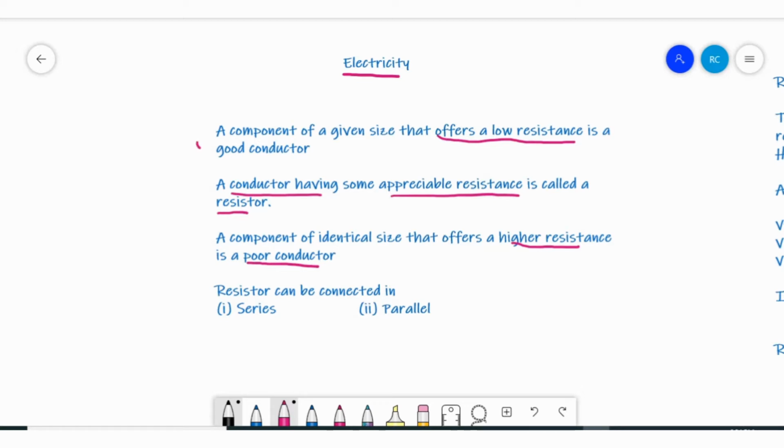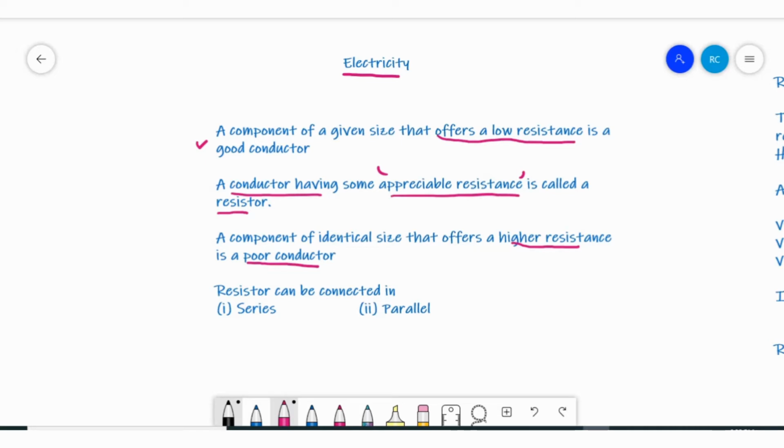So a good conductor will offer a very low resistance, a resistor can offer an appreciable resistance, and a poor conductor will offer a higher resistance. So these are the classification of conductors and resistors.